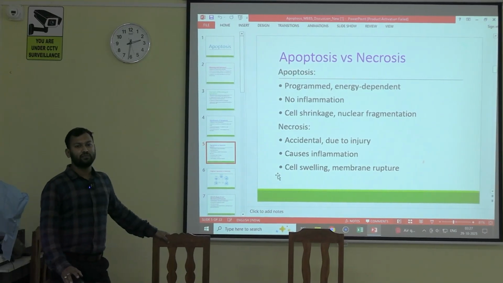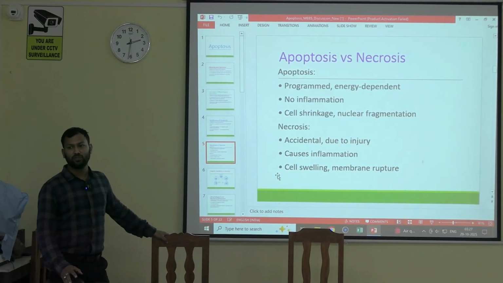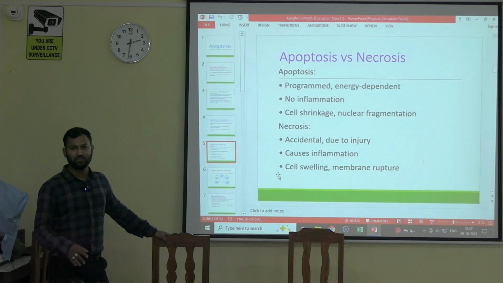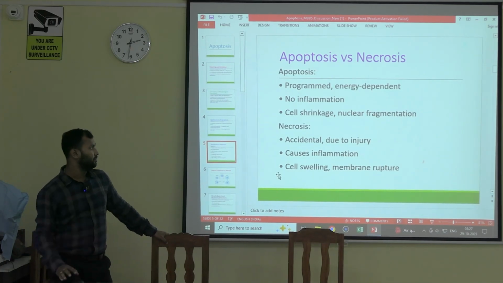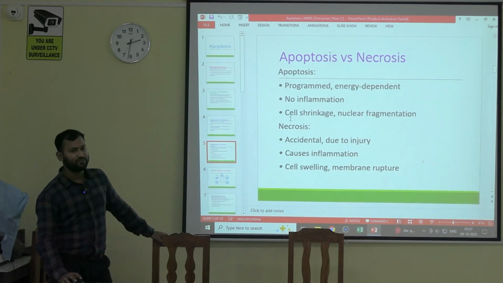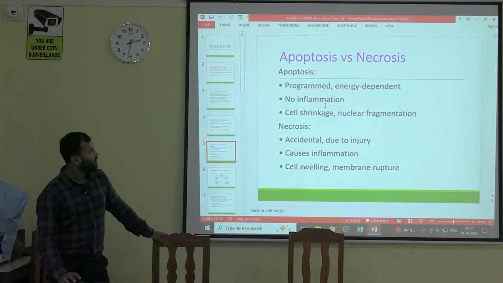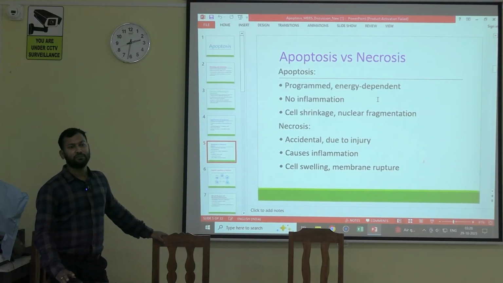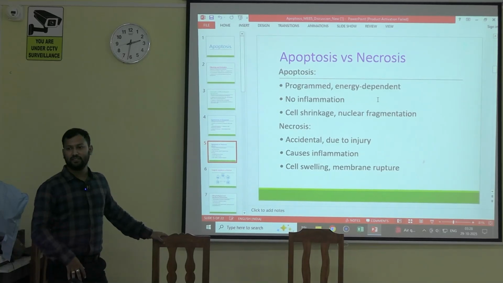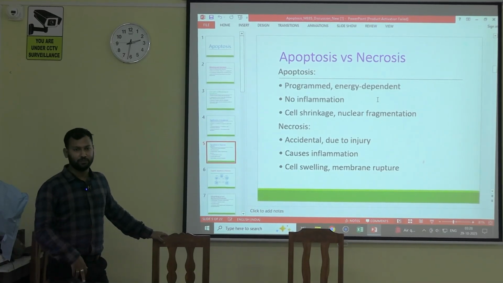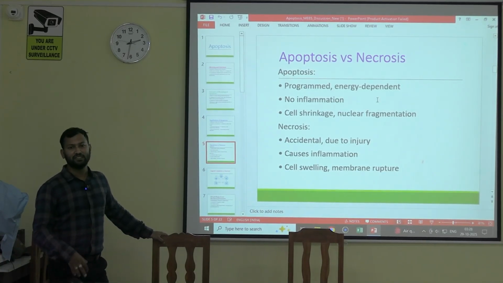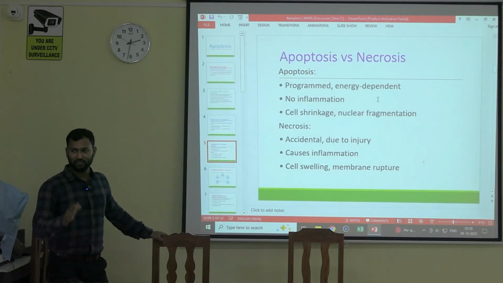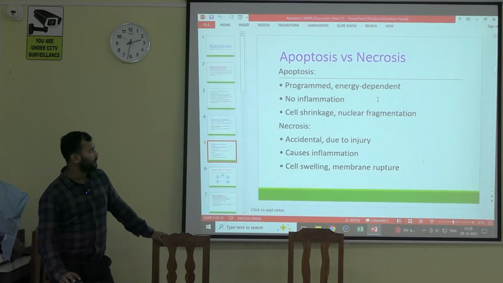Then there is another term called necrosis. You will come across this term in pathology or physiology. So first of all, what is the difference between apoptosis and necrosis? Apoptosis is programmed and it is energy dependent. It is programmed, I already told you in the class, that this is done by the body itself. And energy dependent because the body is giving effort to do all this. So obviously it will require energy. So it is energy dependent.